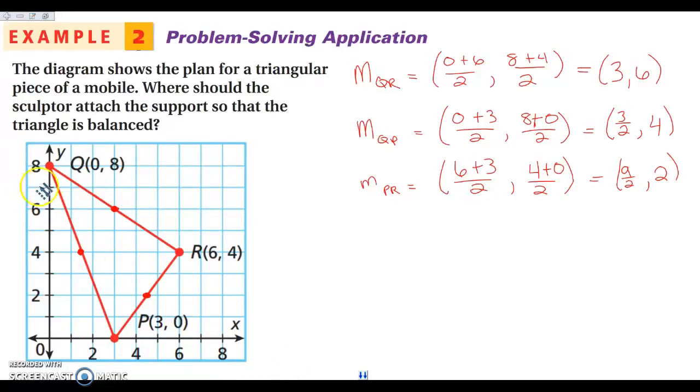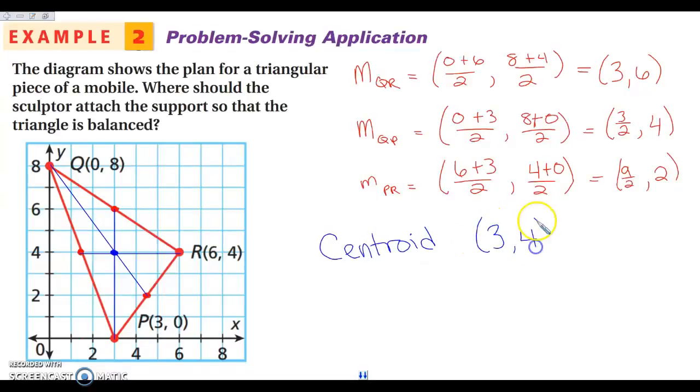So now to find our centroid, all we're going to do is go from the vertex to the opposite side, to that midpoint. So from the vertex to the midpoint. From the vertex to the midpoint. Oh, that got a little crooked. And then we just look to see where they intersect. You should be able to notice that we are intersecting right here at 3, 4. So our centroid is at the point 3, 4. Okay? So this is our answer.